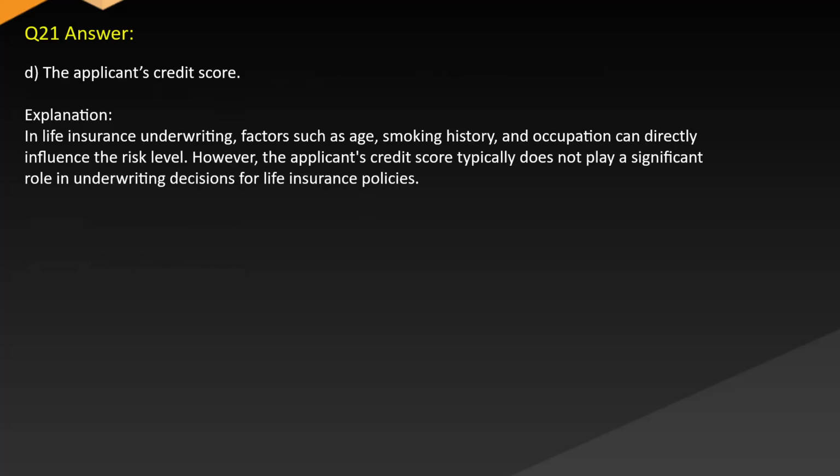Answer D. The applicant's credit score. Explanation. In life insurance underwriting, factors such as age, smoking history, and occupation can directly influence the risk level. However, the applicant's credit score typically does not play a significant role in underwriting decisions for life insurance policies.